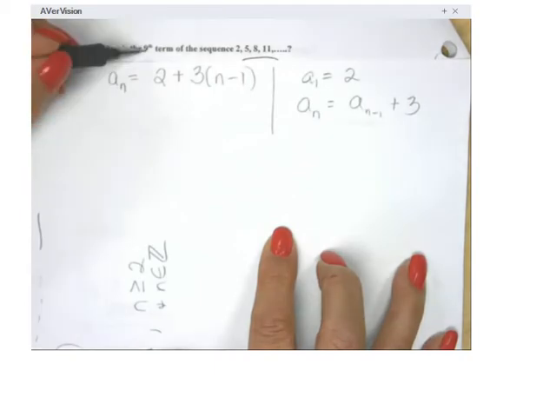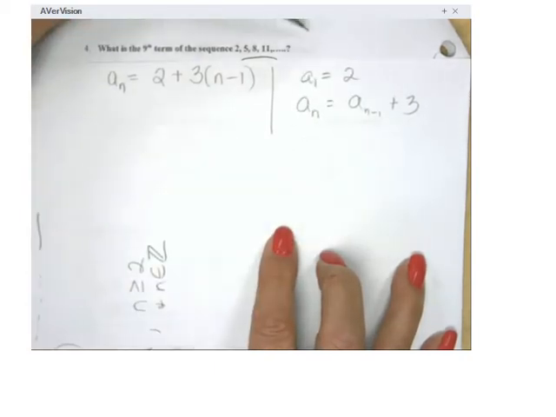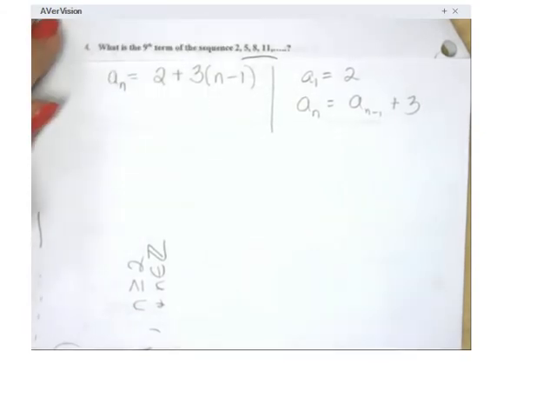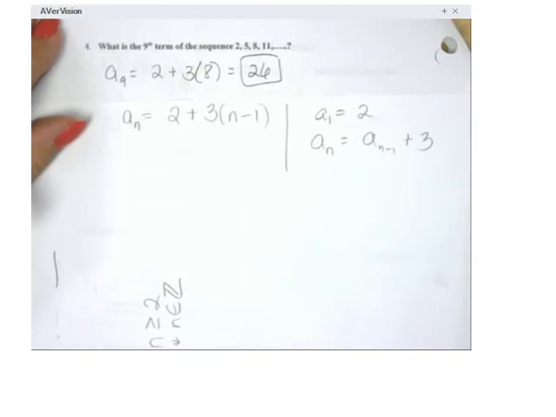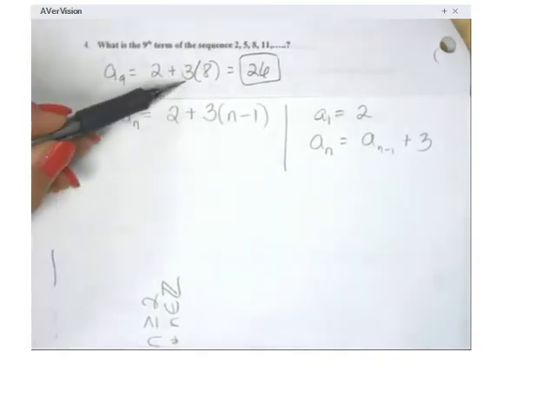However, we want to find the ninth term, and I don't want to do it recursively because that means I just have to keep adding on 3, adding on 3, adding on 3. We're just going to use this explicit rule. And so we want to find the ninth term. Start with 2, add on 3 8 times.